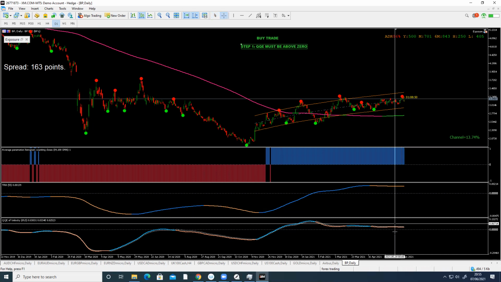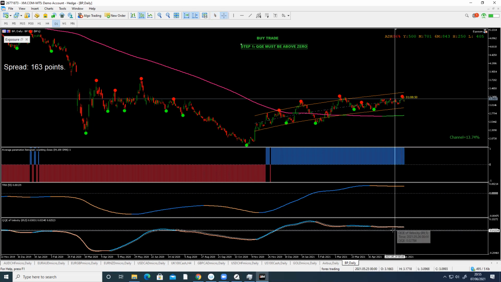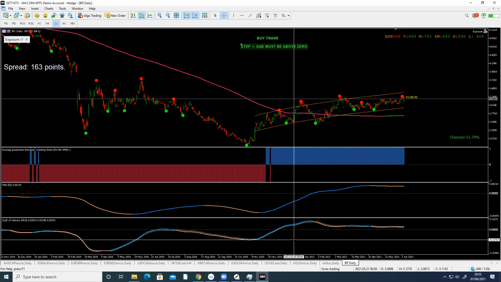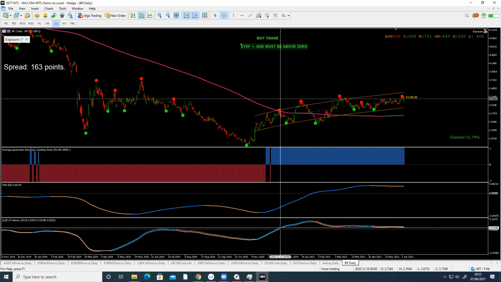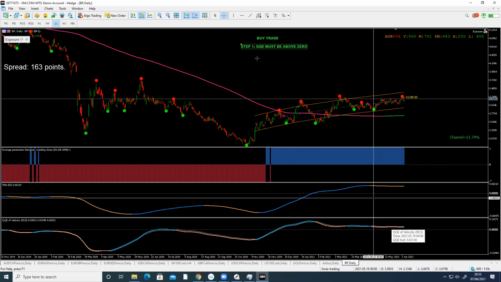There's a line, this line here, it must be above 0 if we're looking for buy. So all we'll be looking for, from this thing being above, is buys only. Okay, looking for buying opportunities. All right, that's step one.